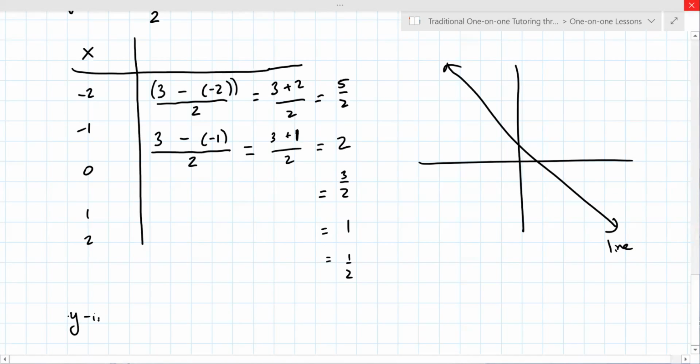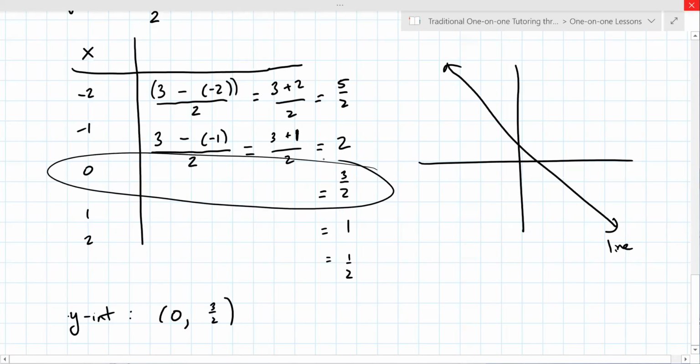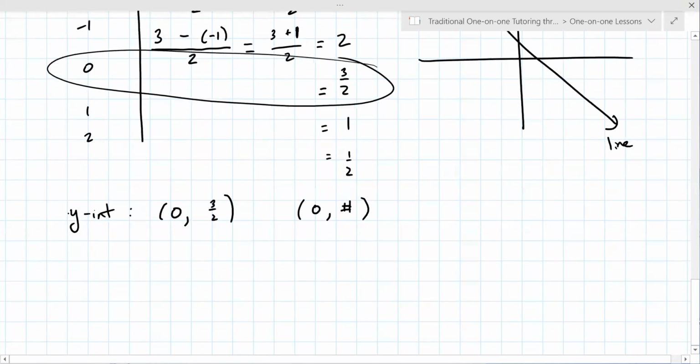So let's do this again here. The y-intercept, okay, is what? And you can get that from the table here. The y-intercept is 2. Yeah, this one right here. Oh, right, 0, 3/2, zero's on the one. Yes. So the y-intercept always takes on the form 0, comma number. All right. Y-intercept always has 0, comma.